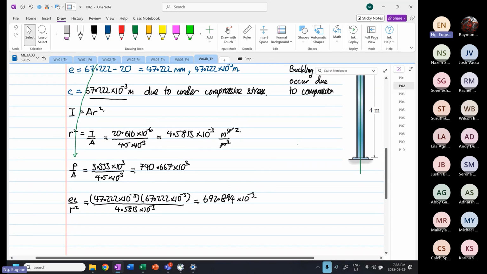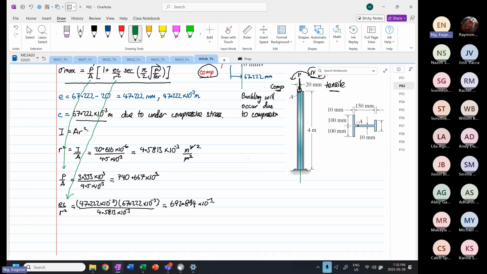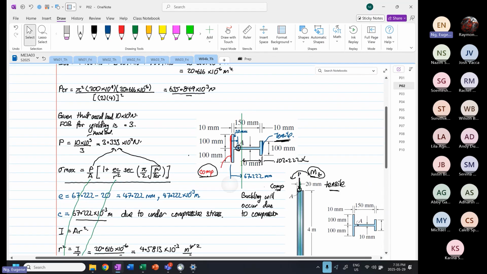And then the last term, so this term that we calculated is the term over here. So break down your calculation, because marks will be awarded for things like that. Marks will be awarded for values like this. And then finally, we have secant of cosine, pi over 2 times square root of 3.333 times 10 to the power 3, and then we divide by our PCR, which we calculated as 635.849.